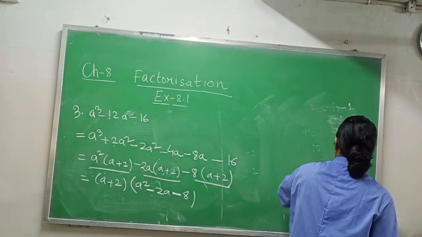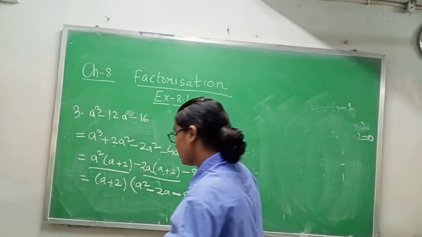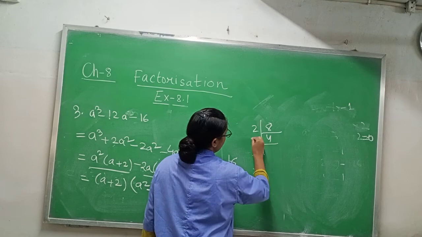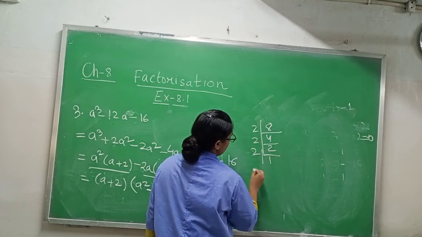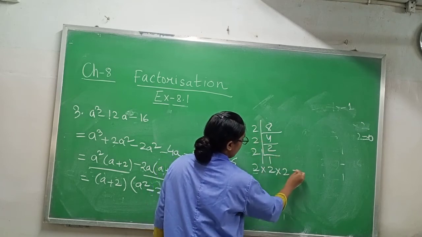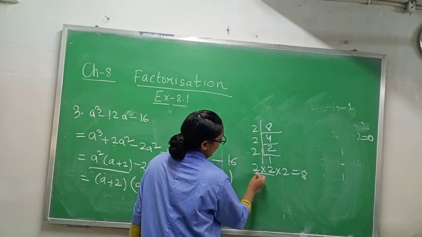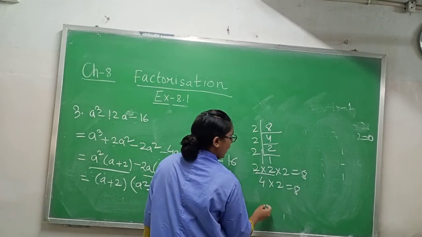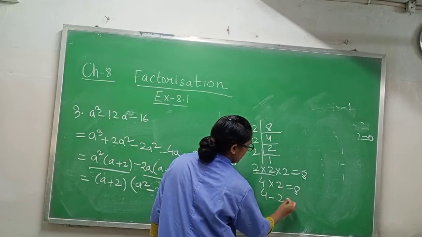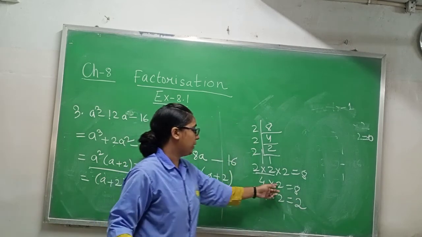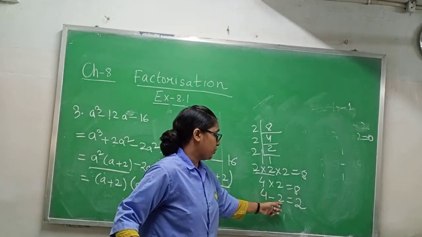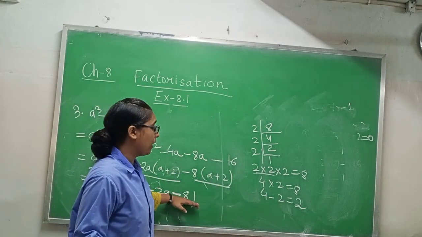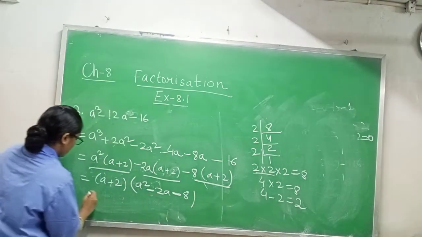Now how you will do? 8 LCM I am taking. 2 4s are 8, 2 2s are 4, 2 1s are 2. Means you are getting 2 into 2 into 2. Okay. This one is 8. Okay. Now 4, 2 2s are 4. Okay. 4 into 2 you will get 8. And if you will subtract 4 minus 2, you will again get 2. See, after multiplication you are getting 8, after subtraction you are getting 2. So this is the rule only. After multiplication you must get 8, and after subtraction you must get 2.